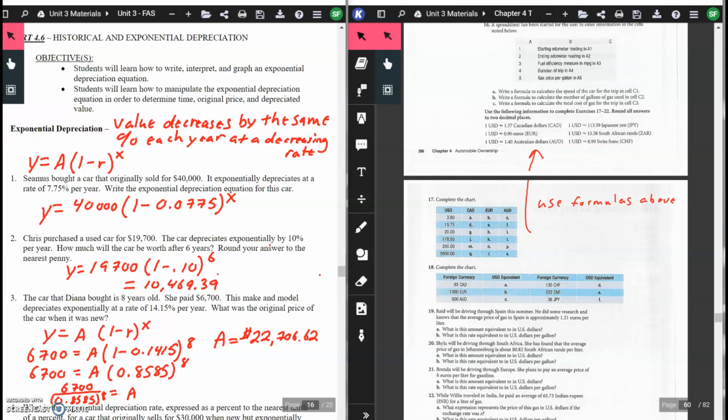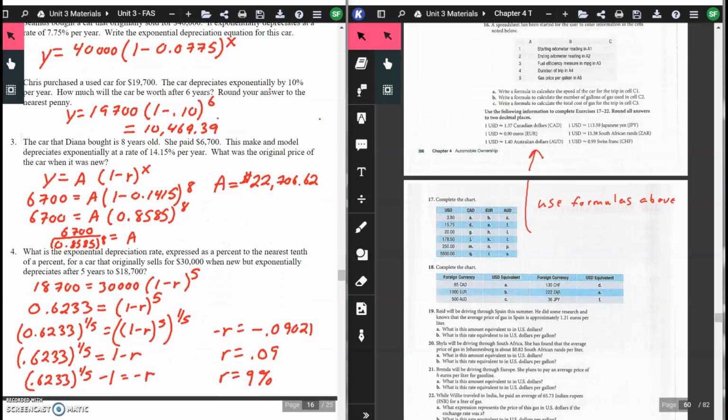Number 2, Chris purchased a used car for $19,700. The car depreciates exponentially by 10% per year. How much will the car cost or be worth after 6 years? So Y equals $19,700, what the car was bought for, times 1 minus 0.10 for 10% to the 6th power. Okay, x is the time in years. Plug it into the calculator, and you'll get a value of $10,469.39.